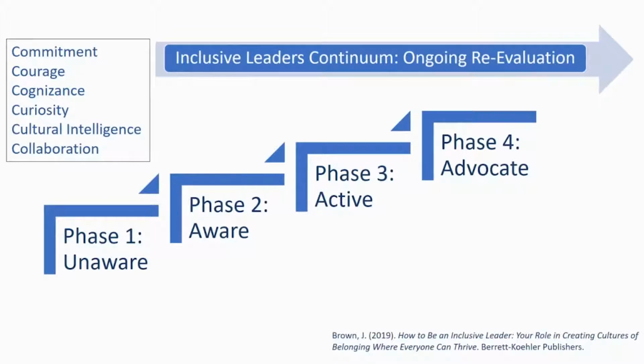So what I like about Jennifer Brown's work, How to Be an Inclusive Leader, is that she talks about these four phases that I think are really helpful for us as we embark on this journey towards becoming a more inclusive leader. And so the first phase that she presents is unaware. And this is when we maybe see diversity as only about compliance.